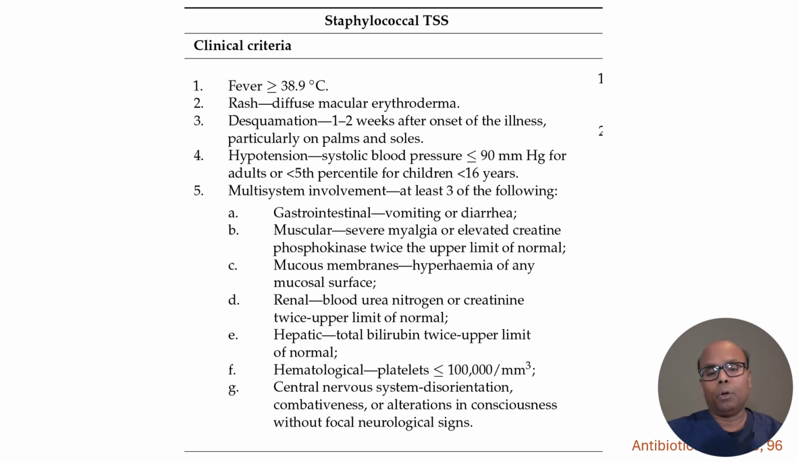They should have at least 3 of the following. Gastrointestinal: vomiting or diarrhea. Muscular: severe myalgia or elevated creatine phosphokinase, twice the upper limit of normal. Mucous membrane: hyperemia of any mucosal surface. Renal: BUN or creatinine twice the upper limit of normal. Hepatic: bilirubin twice the upper limit of normal. Hematological: platelets less than 100,000. Central nervous system: disorientation, combativeness, or alterations in consciousness without focal neurological signs.